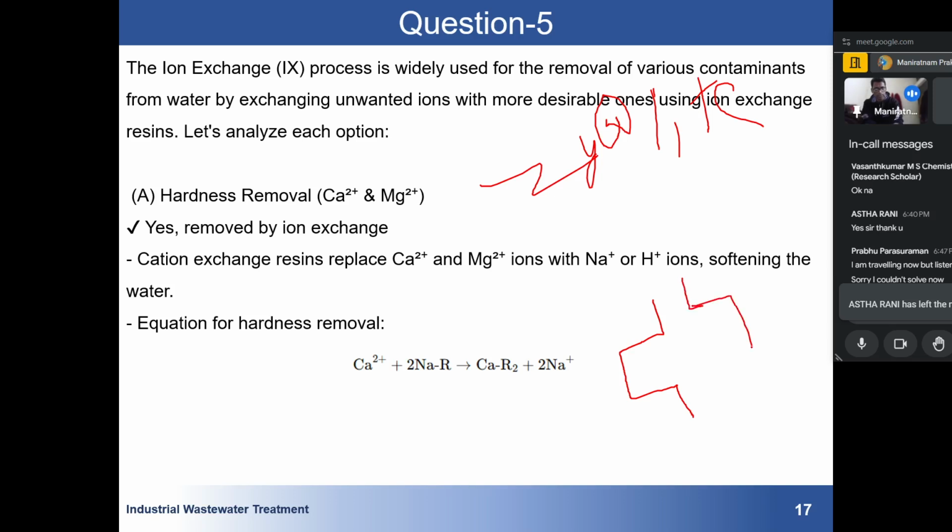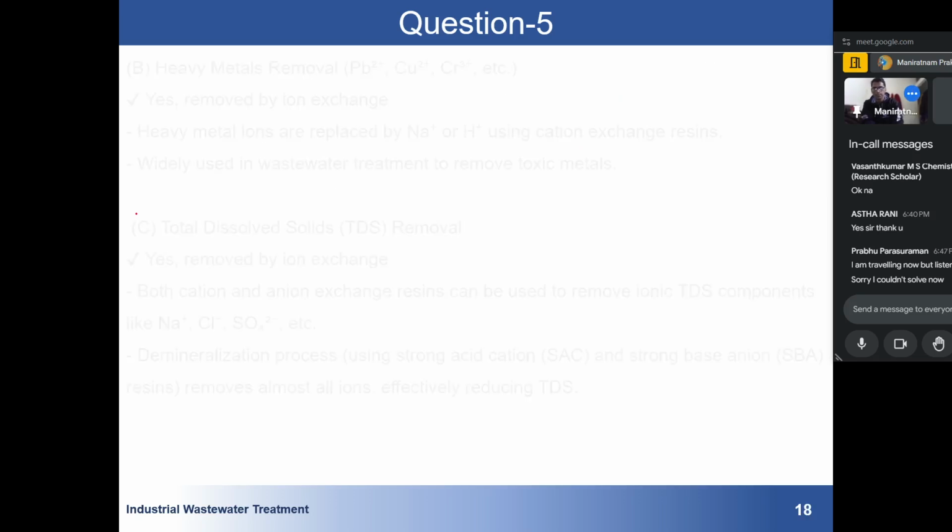We have a system like this. This part is filled with sodium resin, water is passed through it, and if your water contains a high amount of calcium and magnesium, it will be exchanged. The sodium on the resin will be replaced and calcium will get attached, so this hardness can be removed. Okay, so option A is correct.